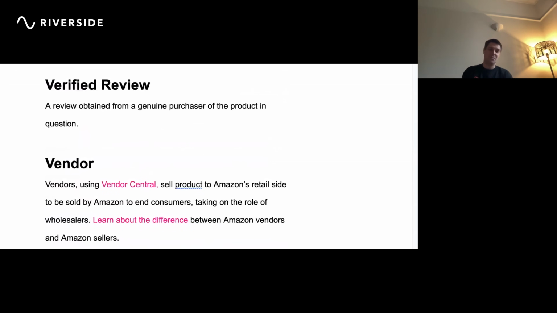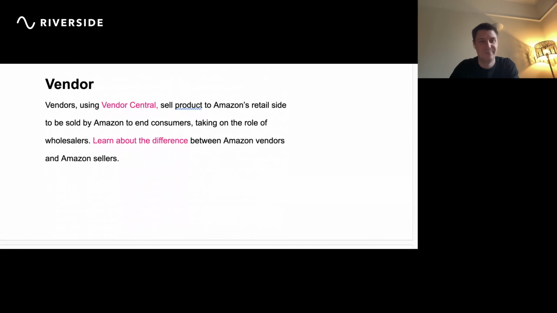Variation, another term for your child ASINs. This is where your main product is broken down by size, color, flavor, pack sizes, etc. VAT, so this is the additional value-added tax for products sold in the UK and mainland EU. Verified review, spin over this one with the unverified review. This review has been obtained from a genuine sale, genuine purchaser of your product. And each review will actually have a little tag and a label saying whether it's verified or not.